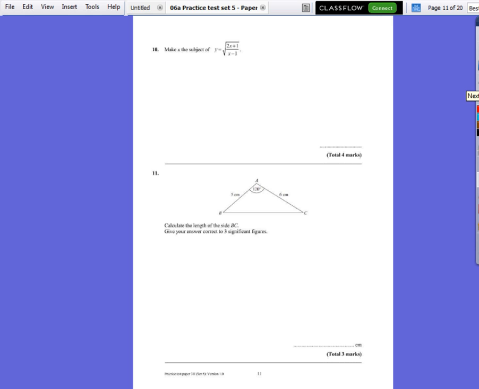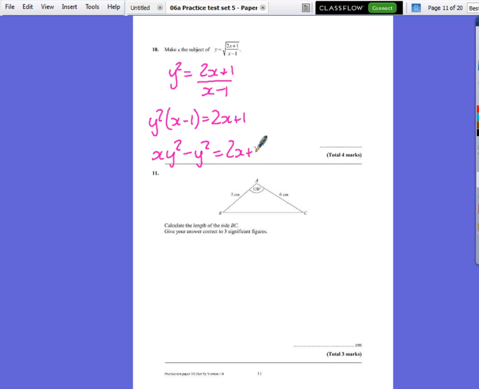Question 10. Make x the subject of y equals the square root of (2x plus 1) over (x minus 1). Well, what we want to do here, we want to unpick all of what's happening to x. So the first thing we're going to do is we're going to square both sides to unravel that. We then want to get all the x on the same side. So at the minute we don't want a fraction. So we're going to take the x minus 1 to the left, and we'll have y squared brackets x minus 1 equals 2x plus 1. If we expand those brackets, we'll have xy squared minus y squared equals 2x plus 1.